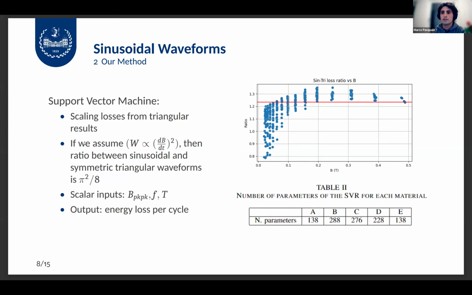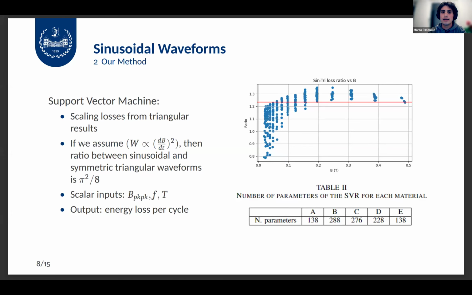So we just decided to use one of the simplest AI out there, just a support vector machine, to scale the triangular losses to the sinusoidal ones. So this model somehow works. Yeah, so we use the scalar inputs, and again the output is just the energy, and then we multiply by the frequency, and we get the power.